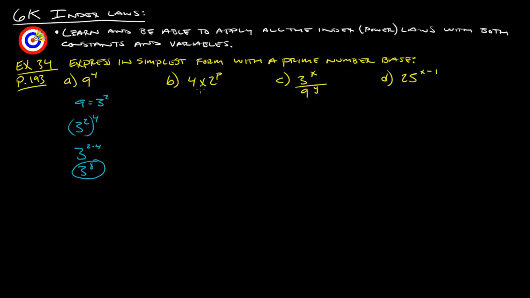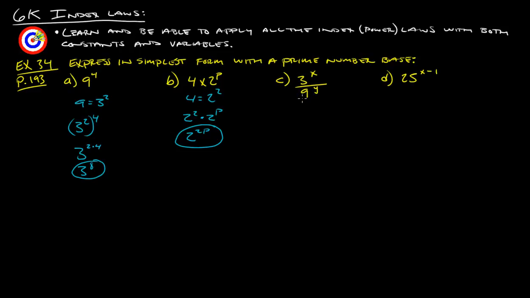Alright? So, next one. 4 times 2 to the p power. 4 can be written as 2 squared. So we're going to do this. 2 squared times 2 to the p. So this is just going to be 2 to the 2p, because you multiply 2 times p to get 2p.